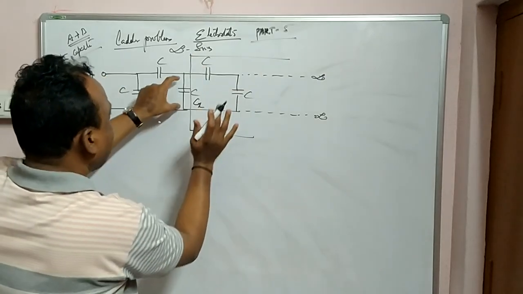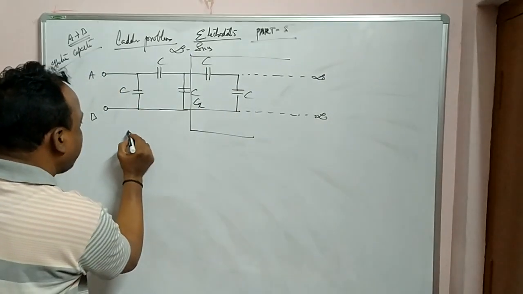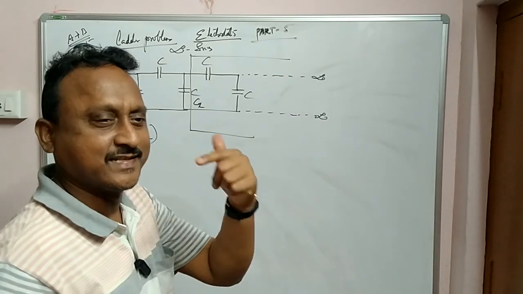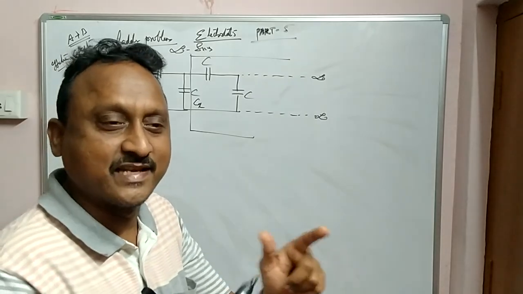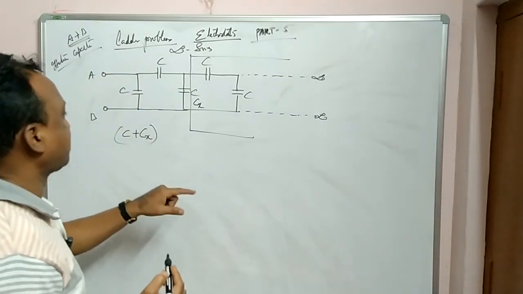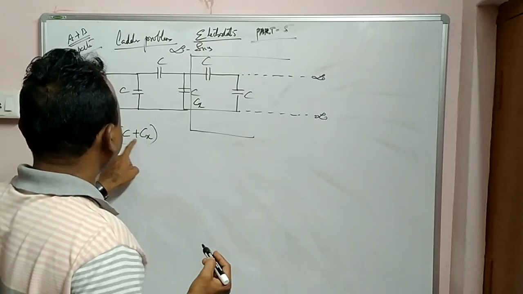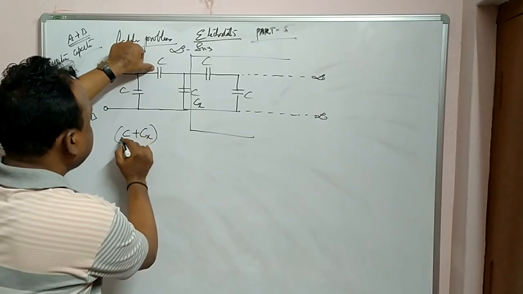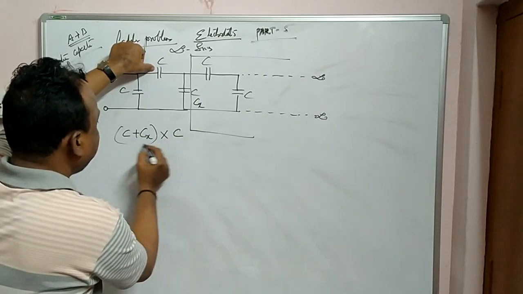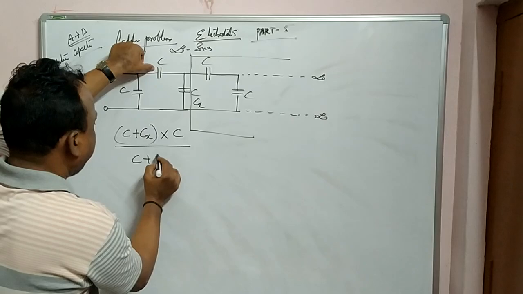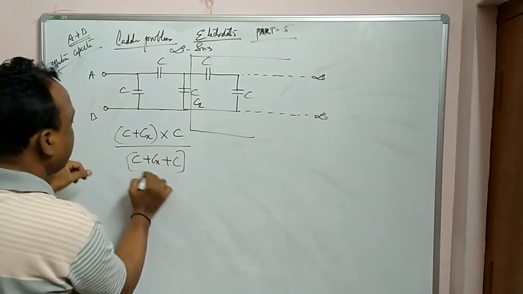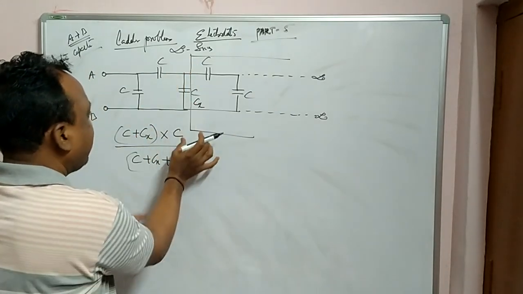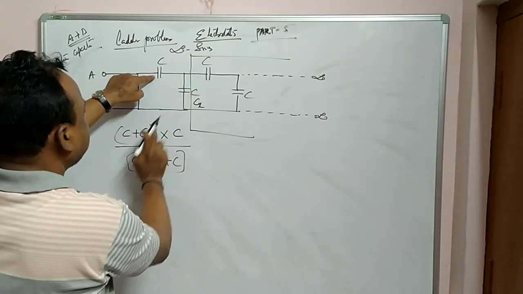Now this Cx and this C are parallel. What is the effective one for parallel? C plus Cx. I told you for resistances and capacitances there is a reverse process: series and parallel formulas are swapped. So for parallel the formula is C plus Cx. Again, with this one it is series. So with series we get (C plus Cx) into C by (C plus Cx plus C), like R1 R2 by R1 plus R2, or C1 C2 by C1 plus C2. Up to here, the value is Cx, and this is in series.